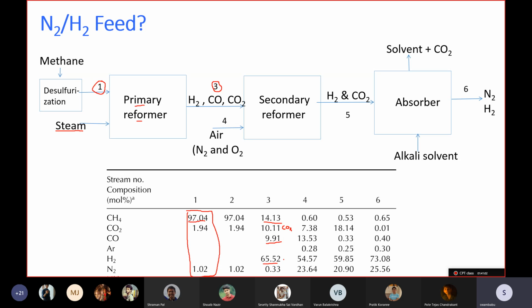As I said, in the partial oxidation of hydrocarbons, more CO and less H2 forms, whereas in steam reforming, more hydrogen forms. That's why steam reforming is the more preferred one for hydrogen-rich syngas formation and better quality syngas. So we have carbon monoxide and hydrogen formation in stream 3.